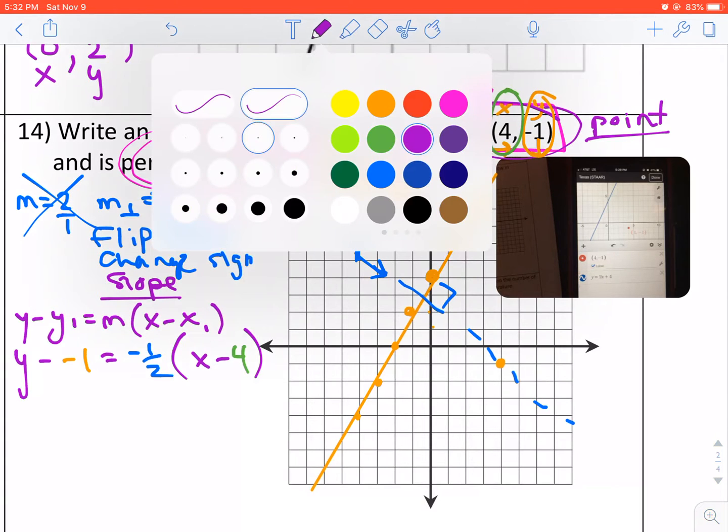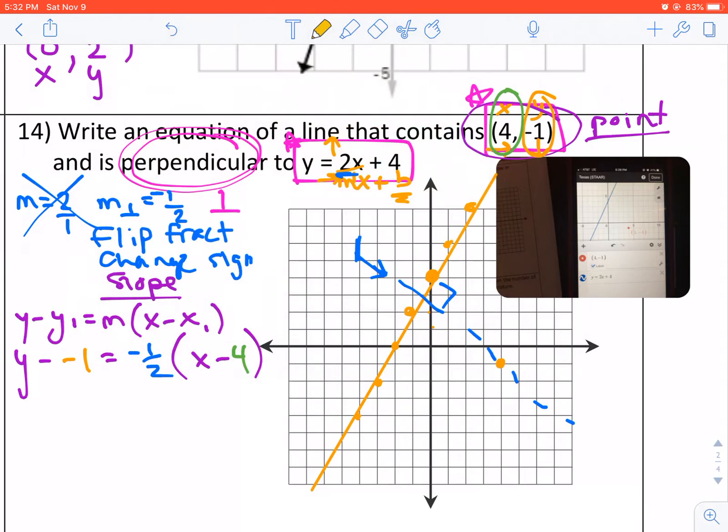So when we start to solve, we are going to simplify. Subtracting a negative, we turn that into a big old plus sign. So this says y plus 1 equals. And then we have the negative 1/2 right next to the parentheses. And so we're going to multiply, we're going to distribute. Negative 1/2 times x is negative 1/2 x. Negative 1/2 times a negative 4 is going to give you a positive 2.